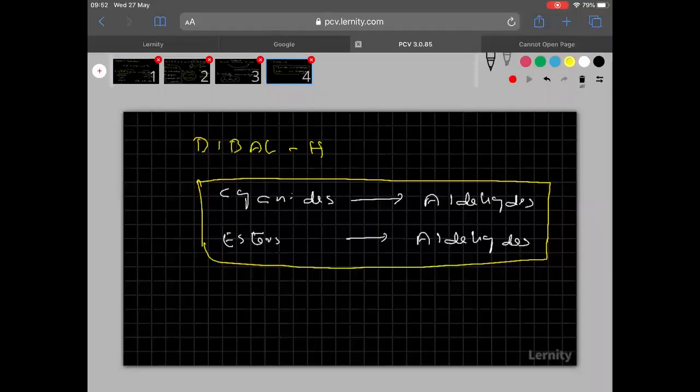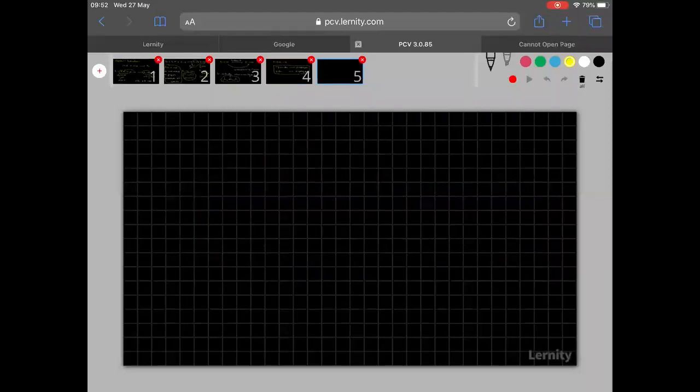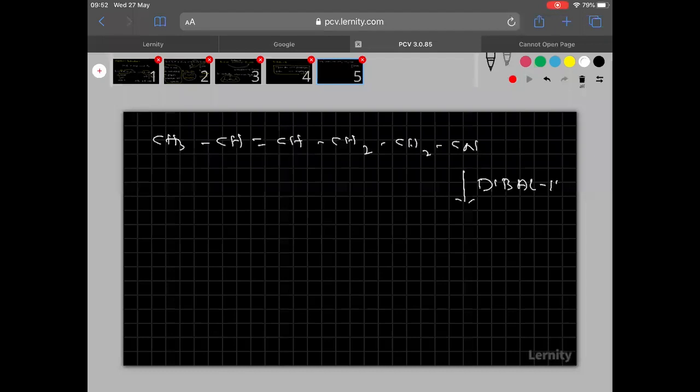Okay. Now in the next slide, let me take the examples also. So now, for example, here once you see the reaction now, CH3 CH double bonded CH CH2 CH2 CN, cyanide. So this cyanide when undergo reduction with DIBAL-H, reduction with DIBAL-H.